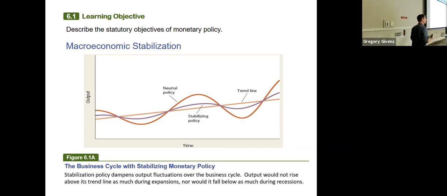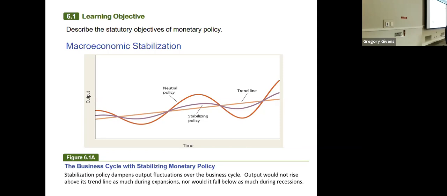But perhaps the Fed can dampen those fluctuations, all right? That's what this purple line illustrates. This is labeled stabilization policy. That would be the hypothetical path of output, let's say, if the central bank here was effectively able to implement a stabilization policy, right? So as an example, let's say we were at this point in the business cycle where output is above the trend.